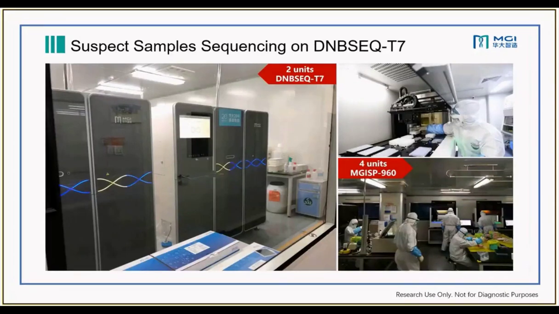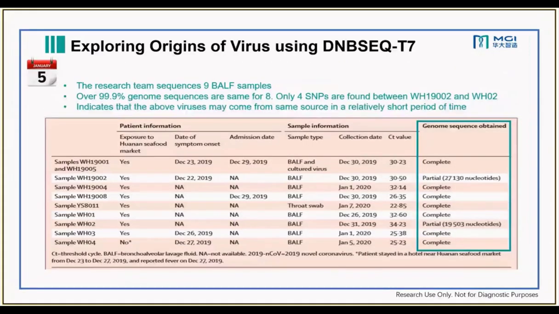We did some more suspected samples, and this time we used the DNBSEQ T7 platform, a much higher throughput platform because the need was increasing. And this was primarily to explore origins of the virus. This was done around January 5th. 9 BALF samples were sequenced. Over 99.9% of genome sequences were the same for 8 samples. Only 4 SNPs were found between the 2 samples, WH19002 and WH02. This basically indicated that the virus may come from the same source in a relatively short period of time.